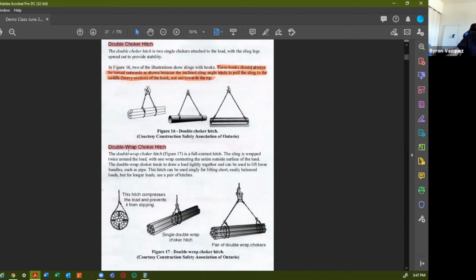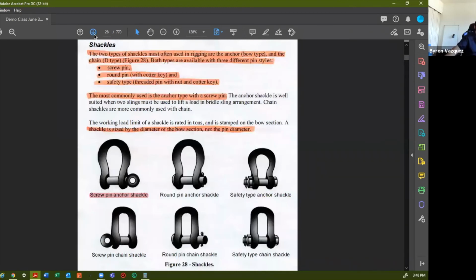Yeah. So double wrap choker hitch. Here's a couple examples. I think you get the point. A double wrap choker hitch and a double choker hitch. They're exactly the same, except this has an additional wrap around. So they've wrapped it around twice as opposed to just once, but it ends with a choke. And so hooks go outwards, because if it starts to slip you can have a decrease in sling angle, which basically puts more weight on your slings.